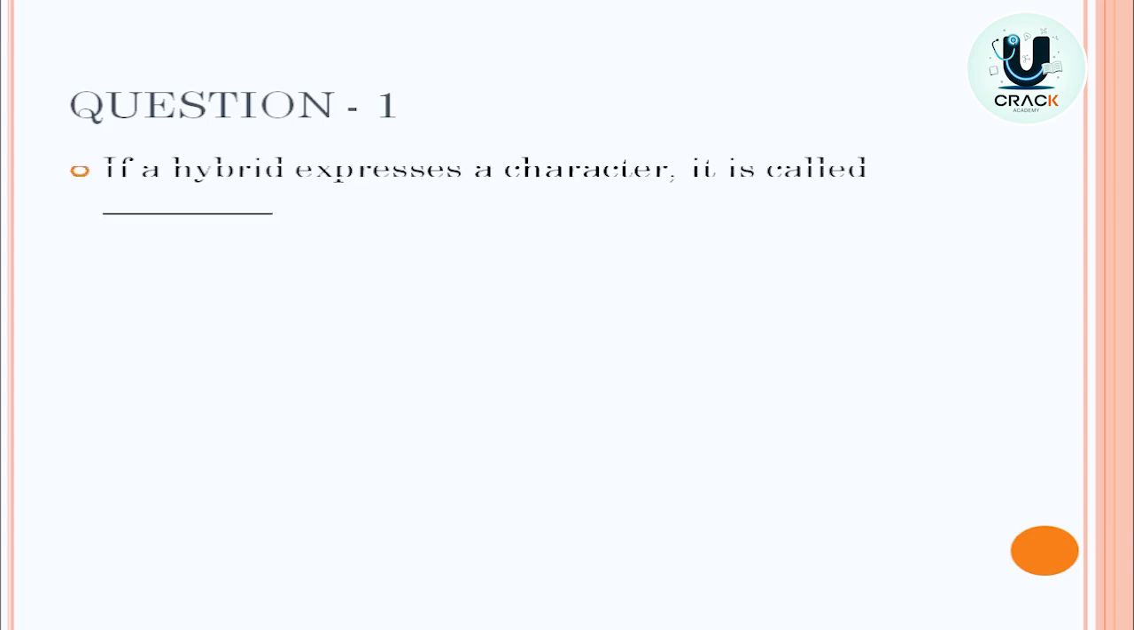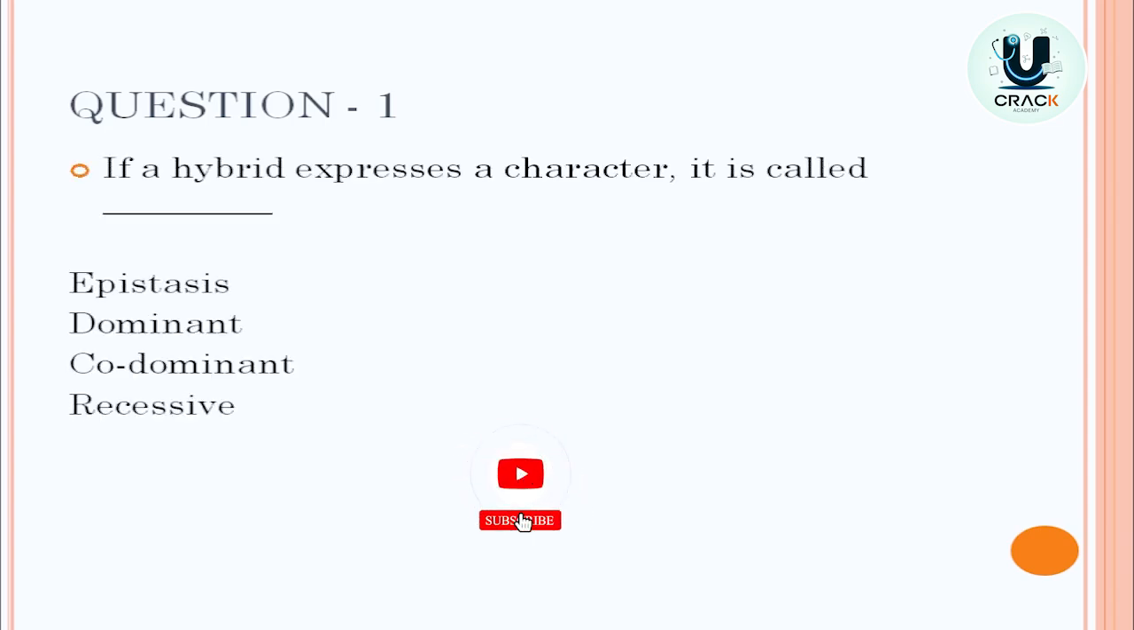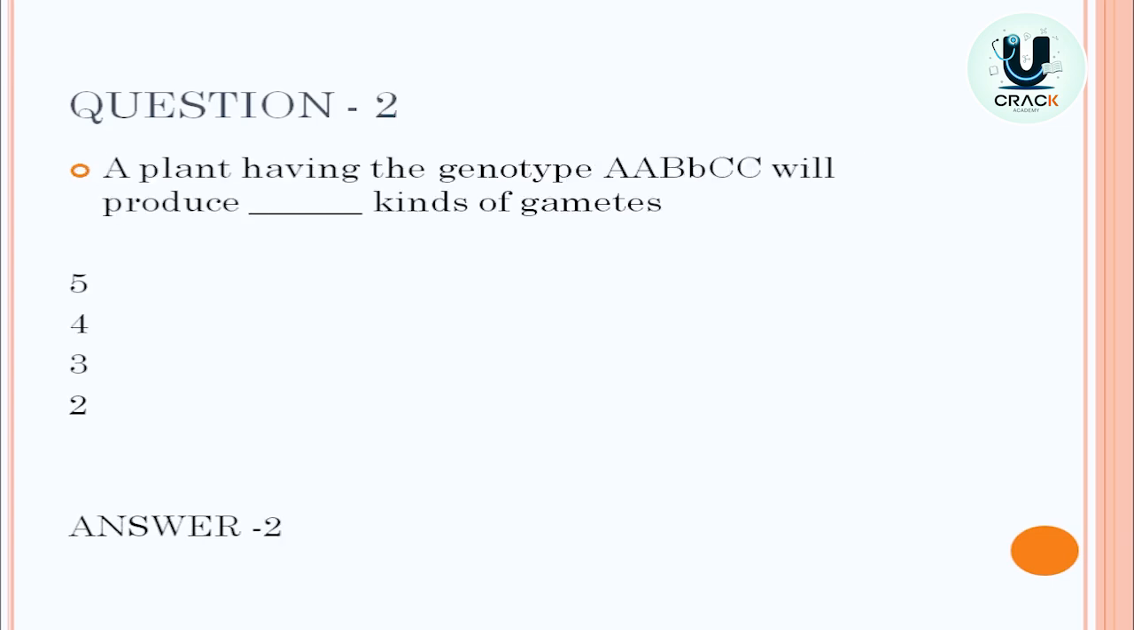Question number 1. If a hybrid expresses a character, it is called: epistatic, dominant, codominant, recessive. Answer: dominant. Question number 2. A plant having the genotype AA, capital B, small b, CC will produce how many kinds of gametes? Options: 5, 4, 3, 2. Answer: 2.